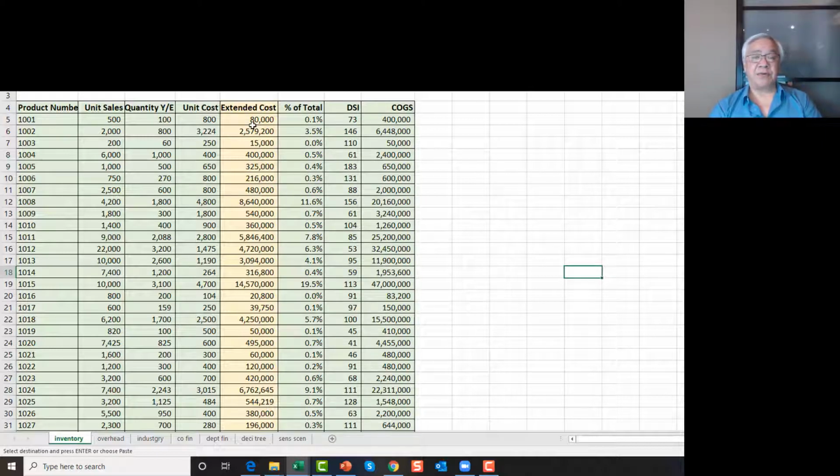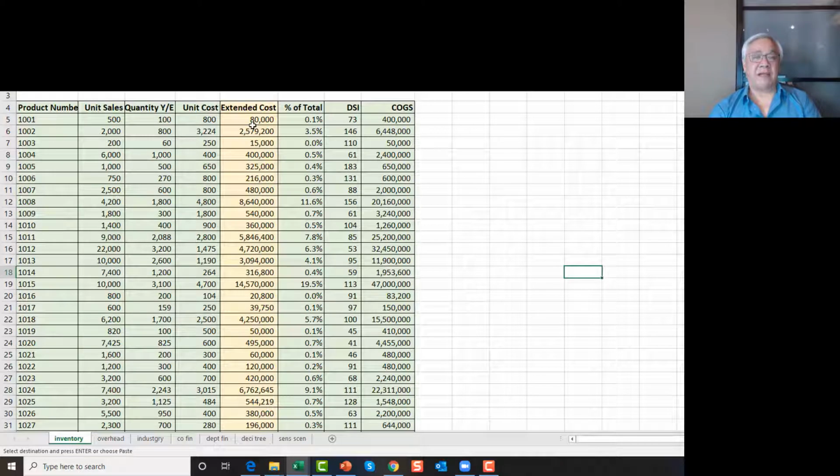Then we have that as a percent, just as a calculation to save us a little bit of work. And next to that is a day sales and inventory. Gives us a feel for how fast these items turn in inventory. The smaller the number, the fewer the days, the faster the sale. The bigger the number, the slower the sales, and that's not good.